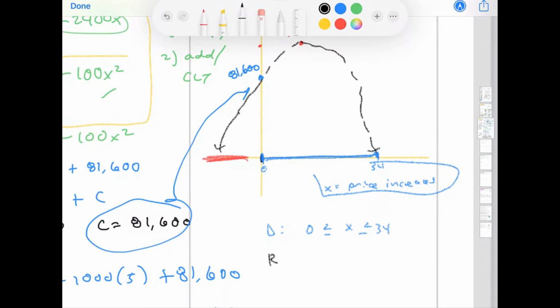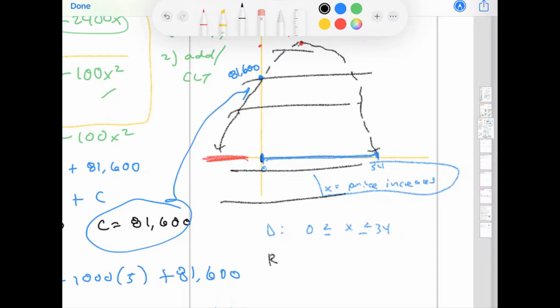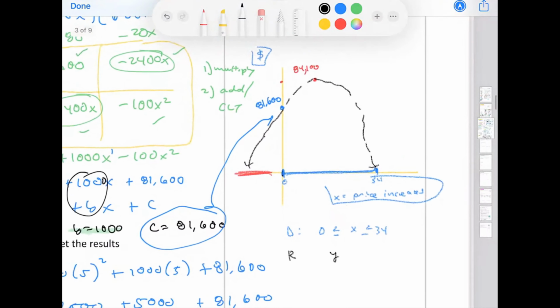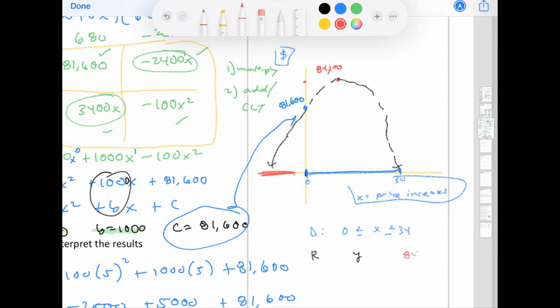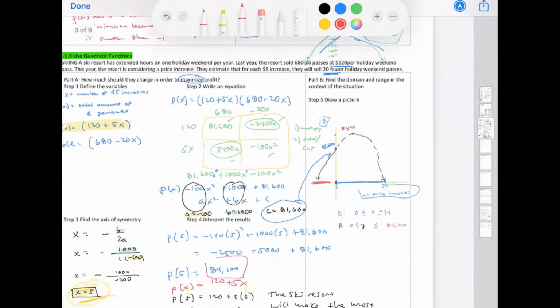Okay, range is coming from bottom to top and it stops right there at that red number line. So the red number was 84,100. And all of my graph is below that, so that would be less than or equal to 84,100. Now, I can't go below 0 because the amount of money generated cannot be negative, and the maximum amount of money generated is 84,100.